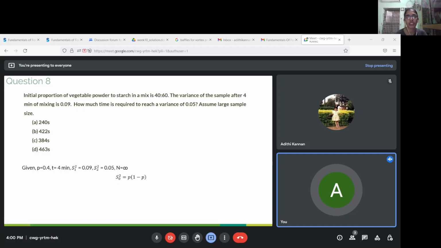P is generally, let's say if you have 40, 60, P is generally the 40 that you are looking at and Q is 60 generally. So P is 0.4 and S naught square can be given as 0.4 into 1 minus 0.4, which is 0.6. So 0.4 into 0.6 is 0.24. And S infinity square is P into 1 minus P divided by capital N. So since capital N is infinity, your S infinity square goes to 0.